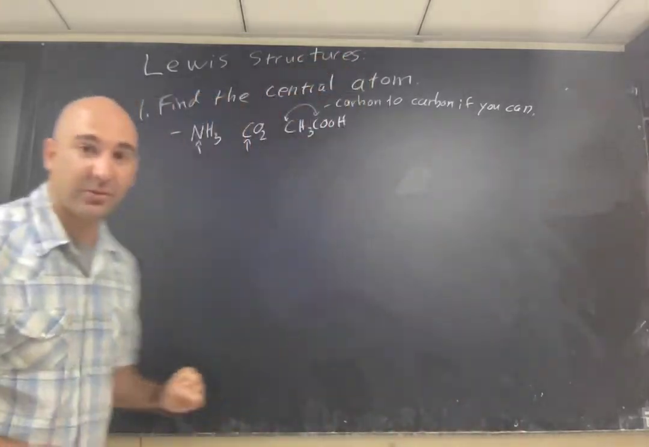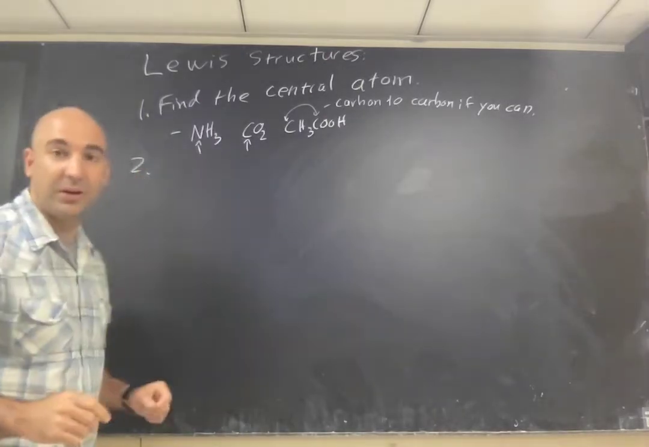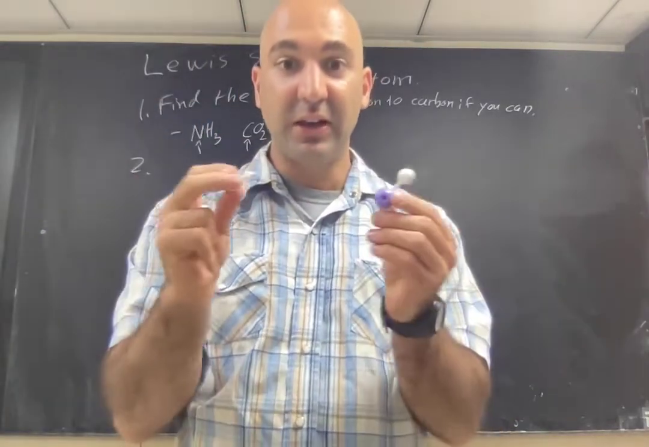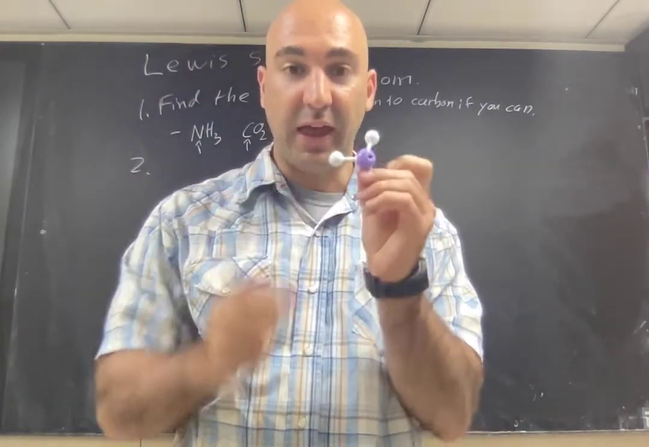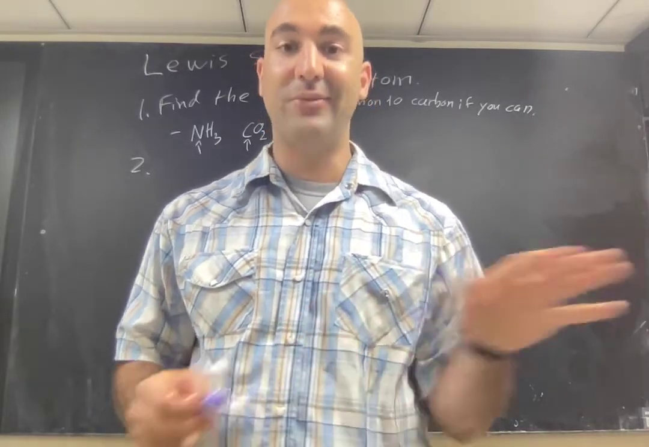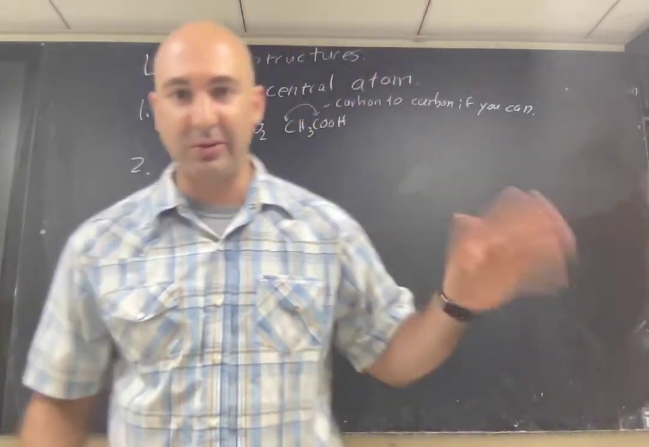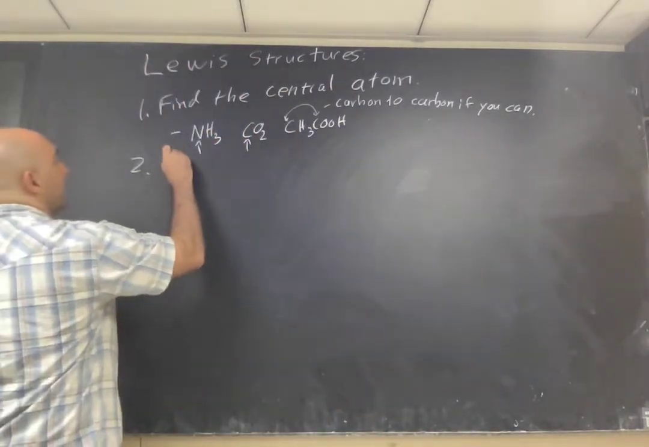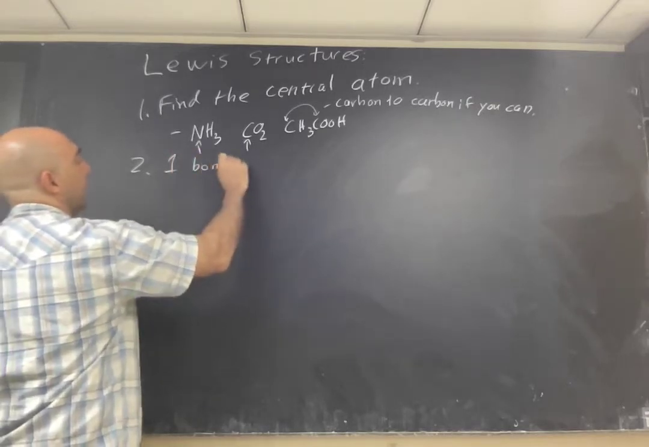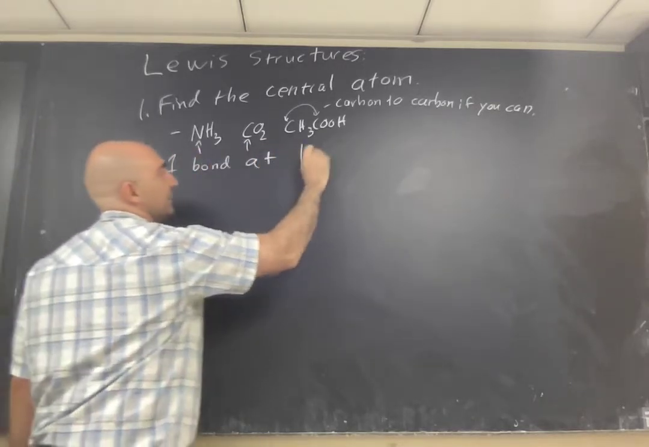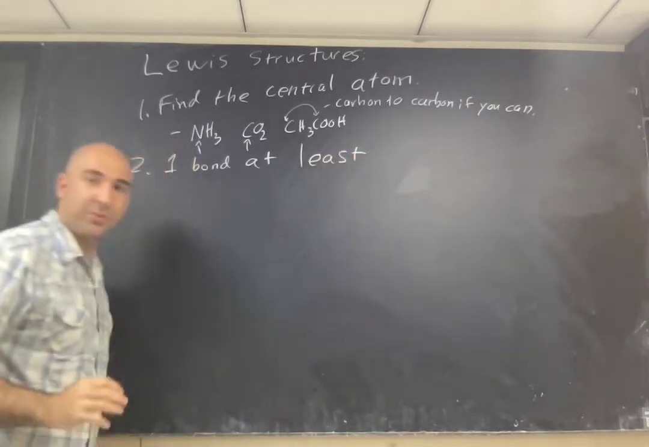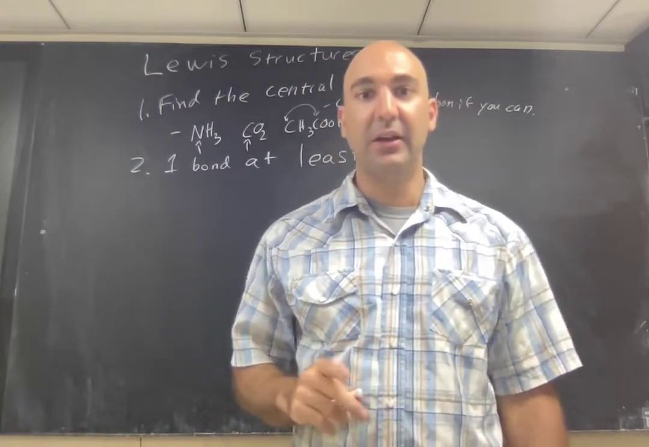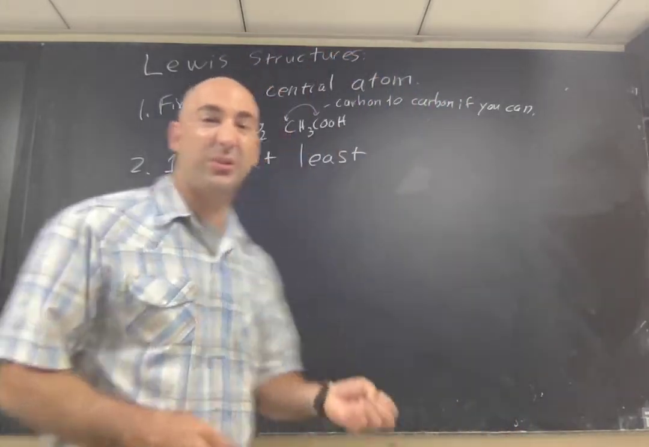Okay, the second thing to remember here: these are covalent bonds, right? So in order for two things to connect to each other, they have to have at least one bond. Now, an ionic structure is a little different, but we're going to ignore that. These are all covalent. These are sharing electrons. So one bond at least. This is important to remember. One bond at least.